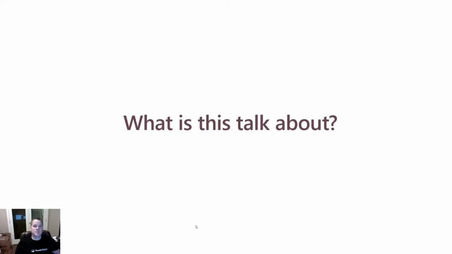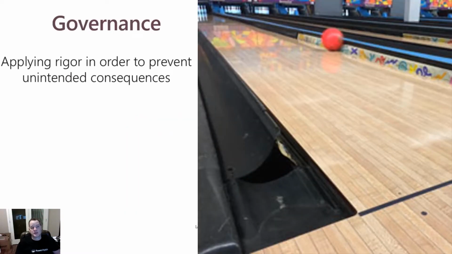So what is this talk about? This talk is about governance and how we're going to apply rigor in order to prevent unintended consequences. As you can see here, there's a picture of a bowling alley with bumpers in the gutters. The idea is to keep the ball in play.